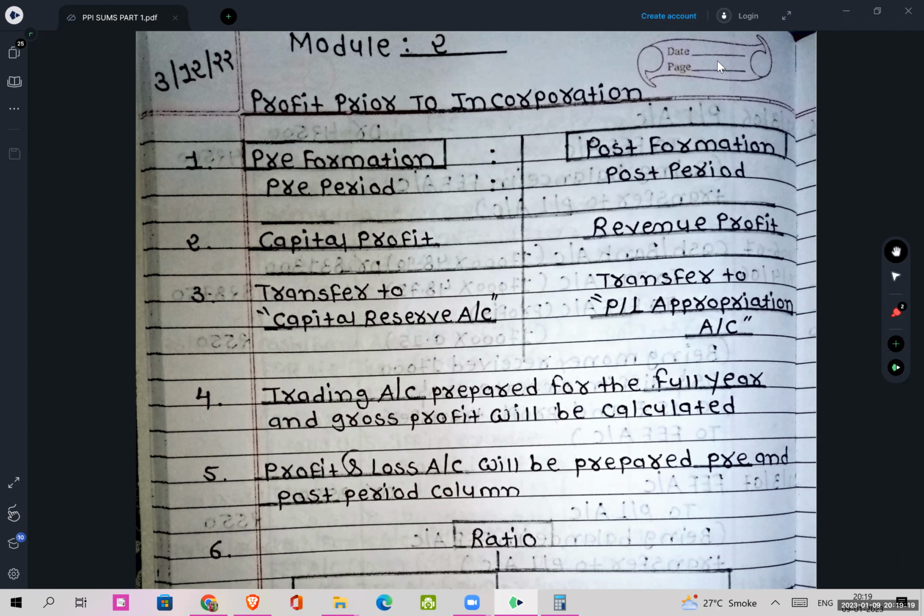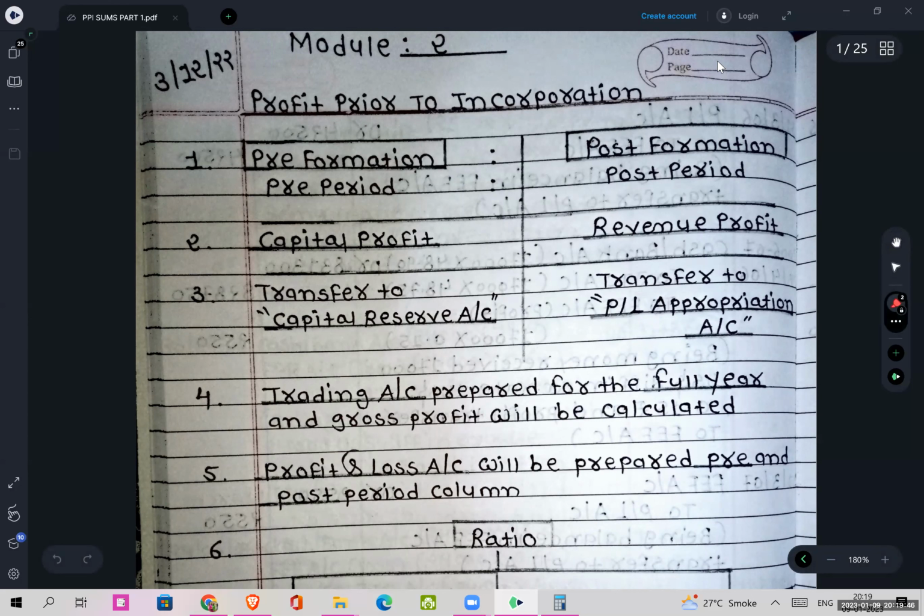That is the date before the incorporation or the registration date of the company. Post formation, that is post registration, is known as the post period. So we had studied about this. Then we also studied that the pre-period profits are transferred to capital. It is identified as capital profit, and it is transferred to capital reserve.